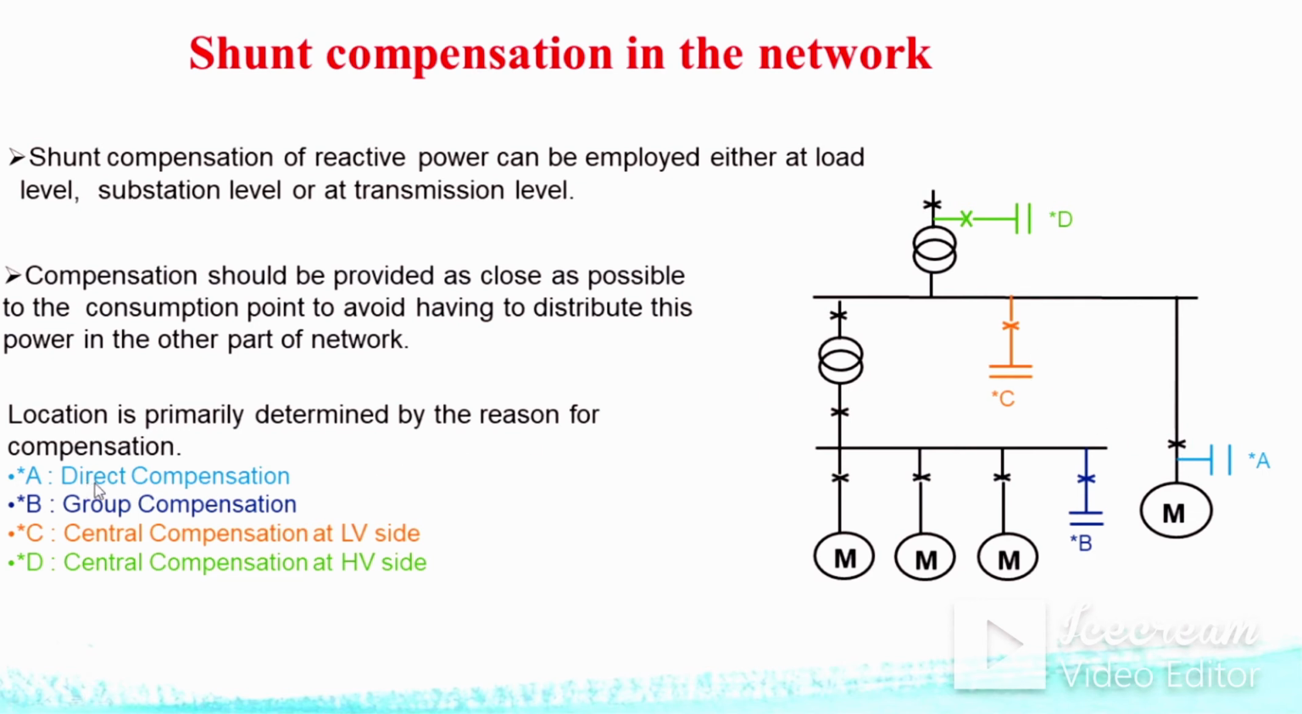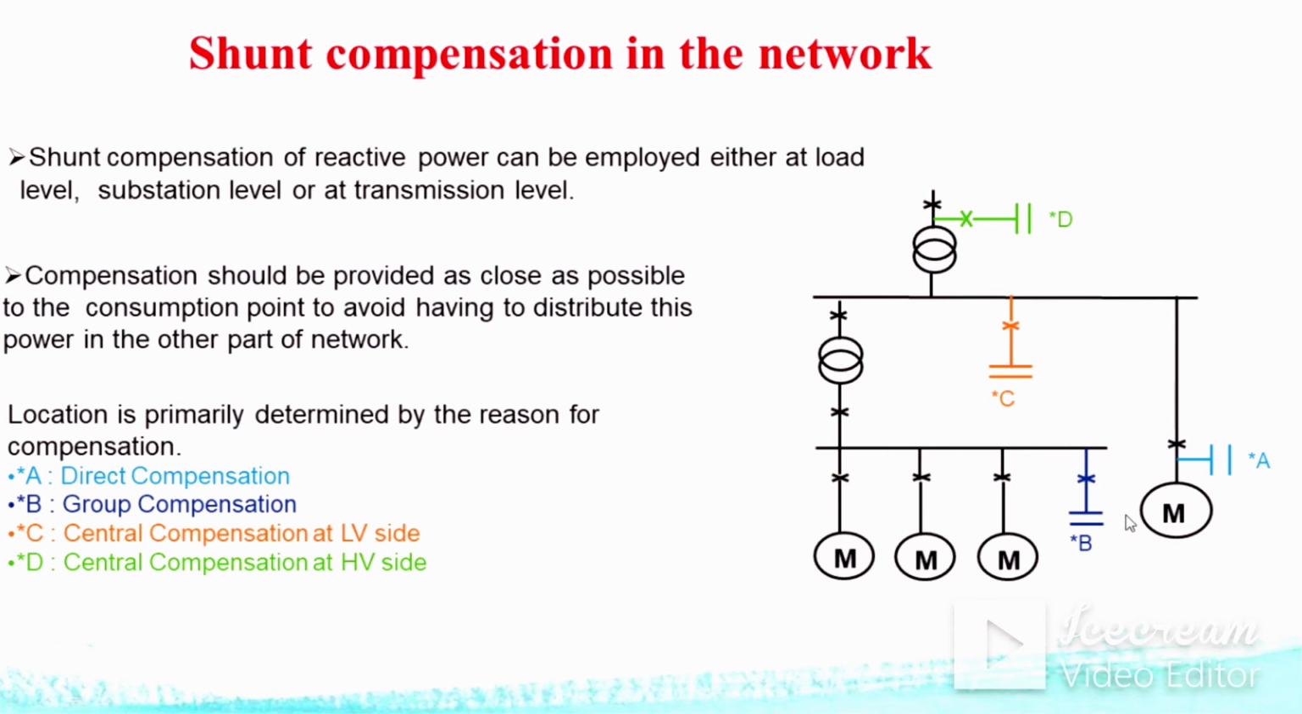So A is called the direct compensation. It means that for the lagging load we want to compensate for the reactive power due to this motor. So we have compensated using this capacitor connected in parallel. That is, we have done the shunt compensation. It is called direct because it is very close to the point where the reactive power consumption is being done. Now B is called the group compensation.